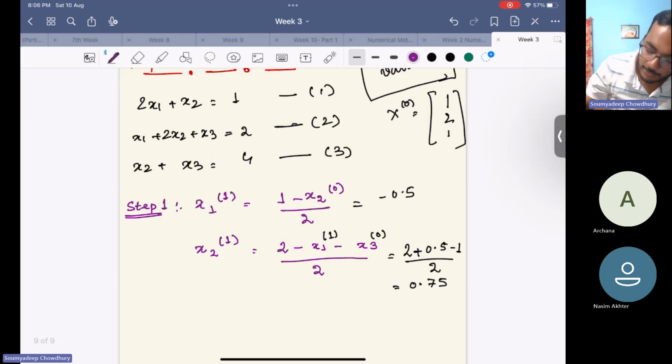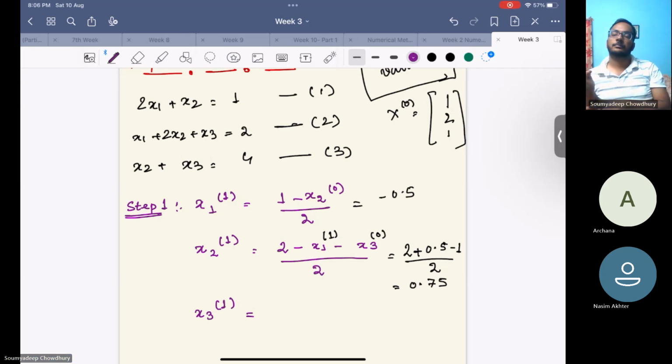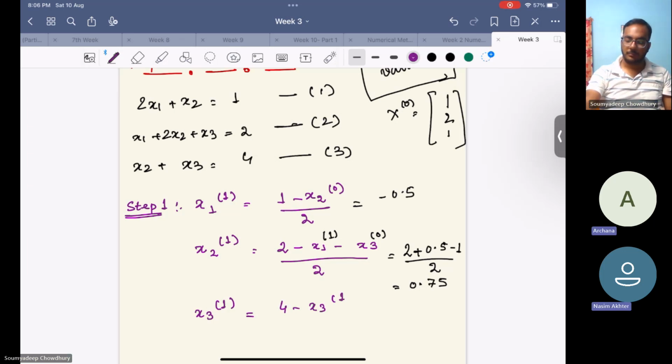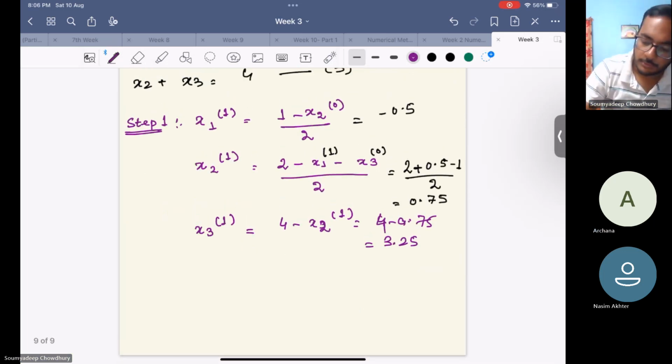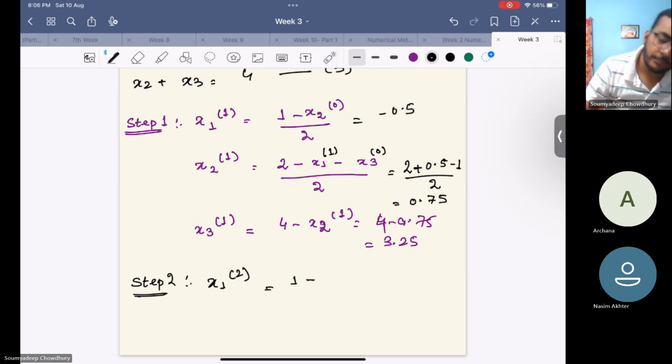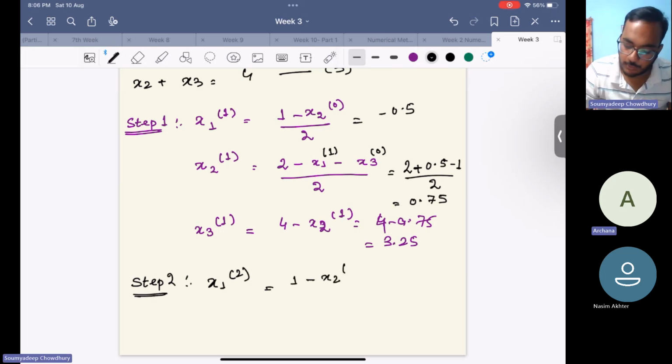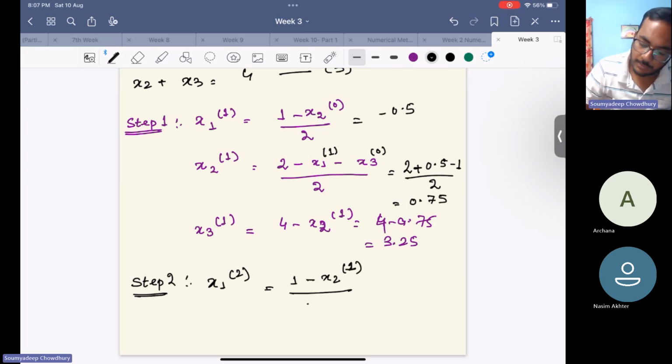Similarly, can you tell me what is x3 of 1? Nasim, can you tell me? 4 minus 0.75 means 3.25. So it is 4 minus x2 of 1, right? So 4 minus 0.75, it is 3.25. So now we'll go to the second step. What will be x1 of 2 now? 1 minus x2 of 1 by 2, right? Because x2 of 2 we don't know, so I have to use x2 of 1 only. So it is 0.125.